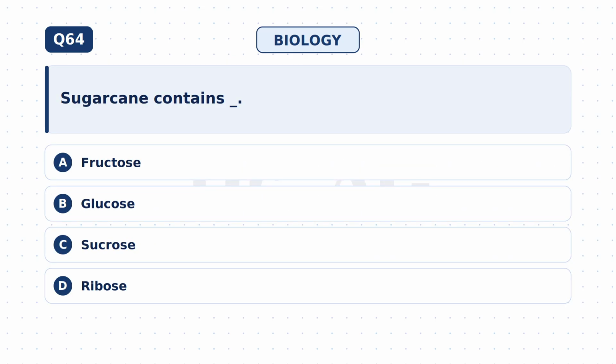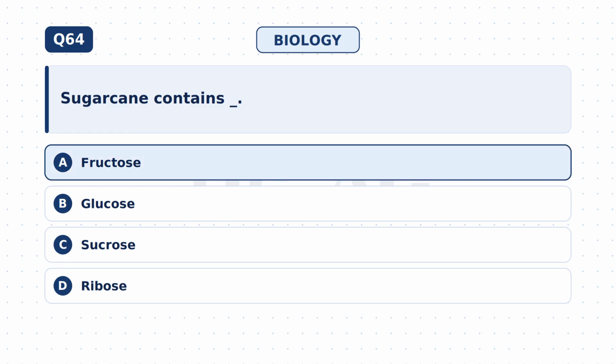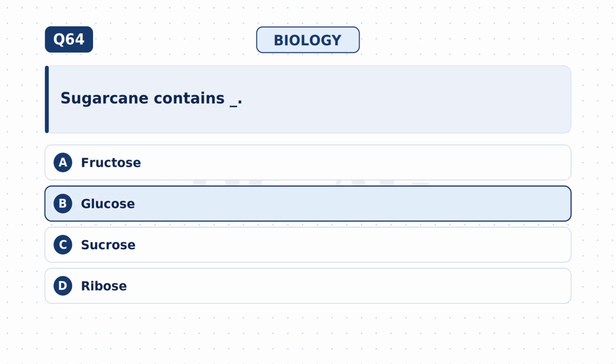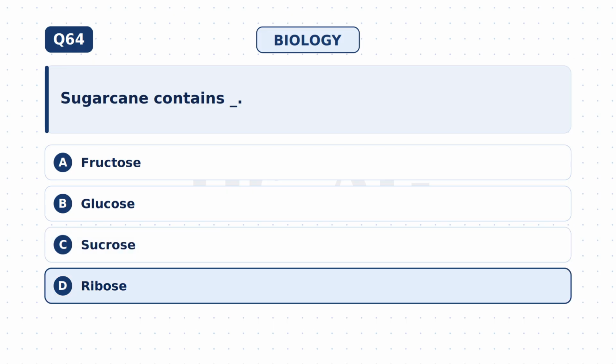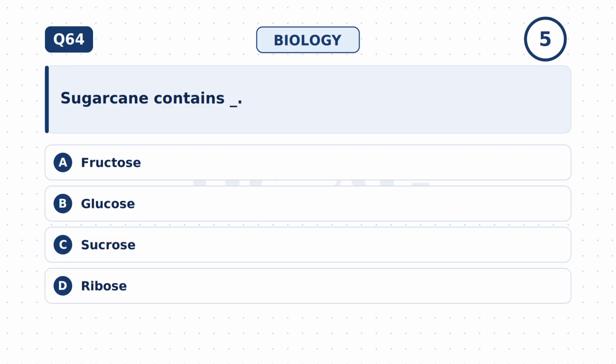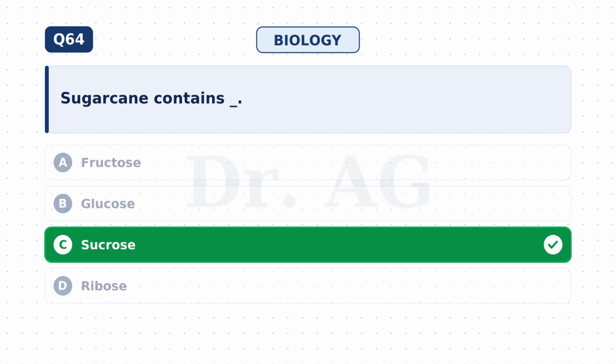Question 64. Sugarcane contains blank. Option A fructose. Option B glucose. Option C sucrose. Option D ribose. The correct answer is C sucrose.